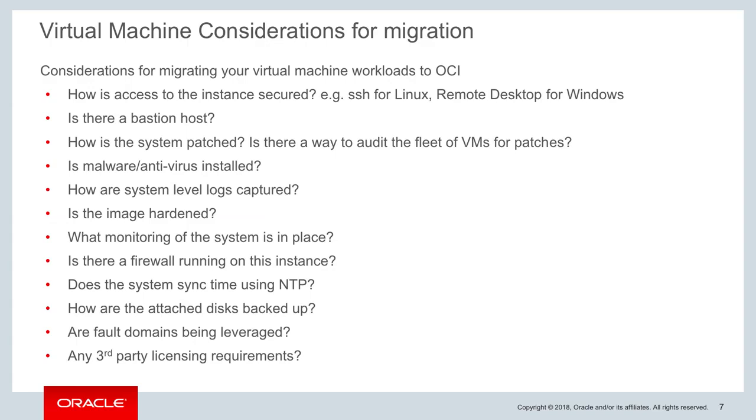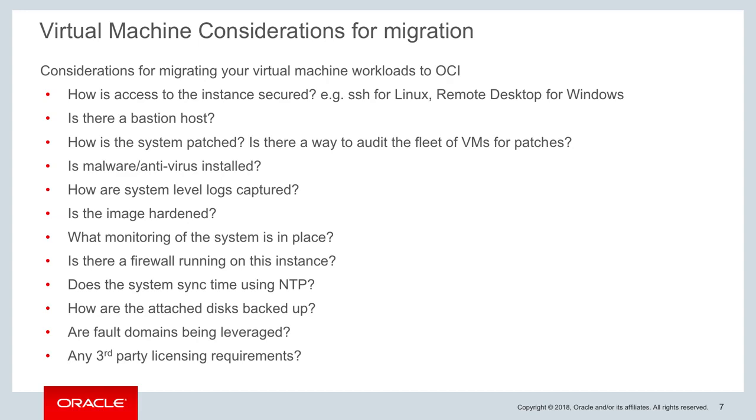When you look at migrating your virtual machine workloads to OCI, there are quite a few factors that you need to consider. How is access to the instance secured? Are you using SSH for Linux, remote desktop for Windows, etc.? Are you using a Bastion host to connect to your instances? How are you currently patching your system? And is there a way to audit the fleet of virtual machines for patches? Are you running any malware or antivirus software on your infrastructure?